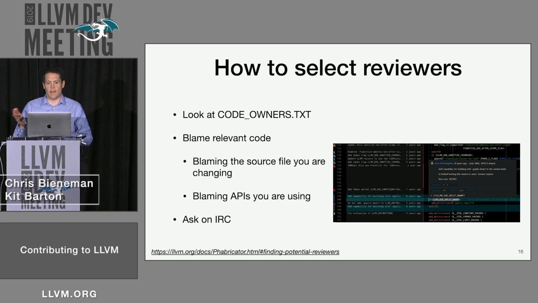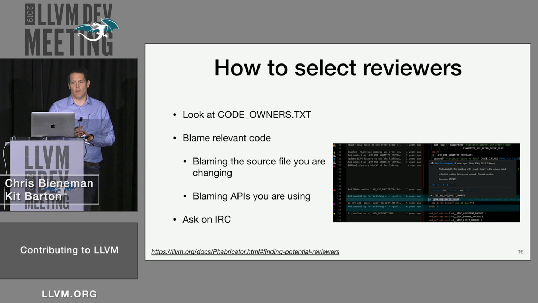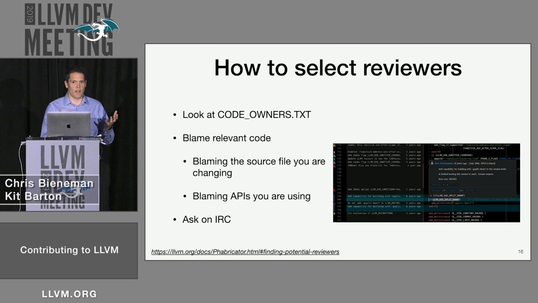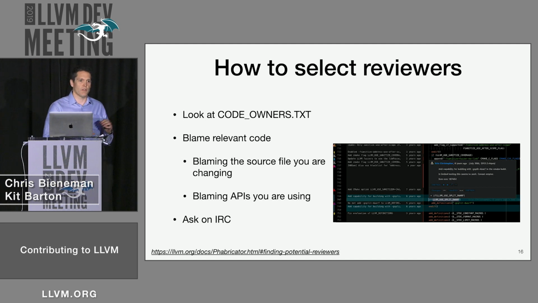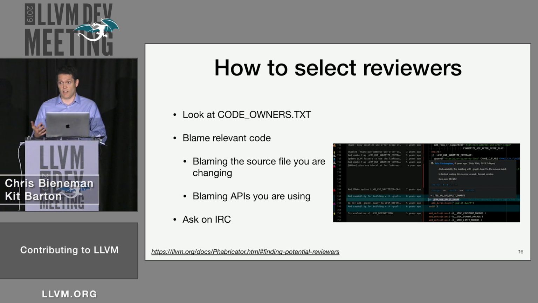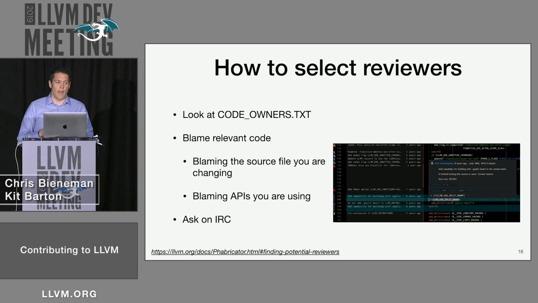Okay, so again, this is a question: how to select reviewers. CODE_OWNERS.txt is something that we try to keep up to date. It only has a limited set of information in there. Like I said, each of the backends will have an owner, and big pieces of functionality, the register allocator, instruction selection, inliner, those types of things will have code owners. But in a lot of cases, you're going to be making changes and it's not going to fall into one of those general big categories. So git blame is very useful for finding out who's been active in that file and around the areas that you've been touching.